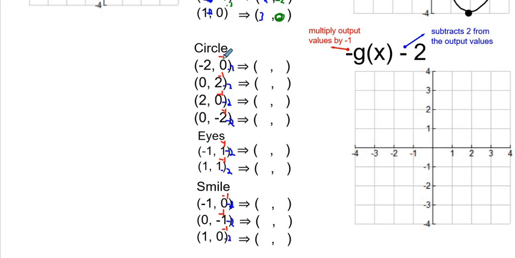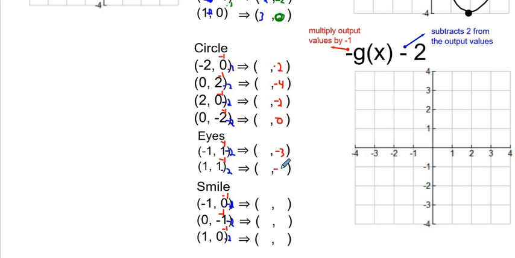All right, so 0 times -1 is 0, minus 2 is -2. And then -2 times -1 minus 2 is -4. This will be -2. This will be 0, because negative times negative is positive 2, minus 2 is 0. -1 times 1 is -1, minus 2 is -3.